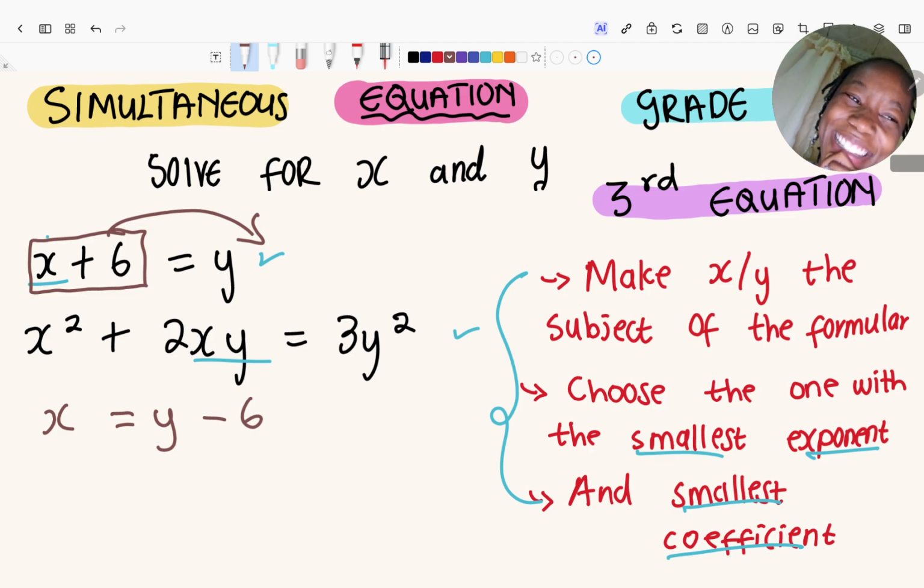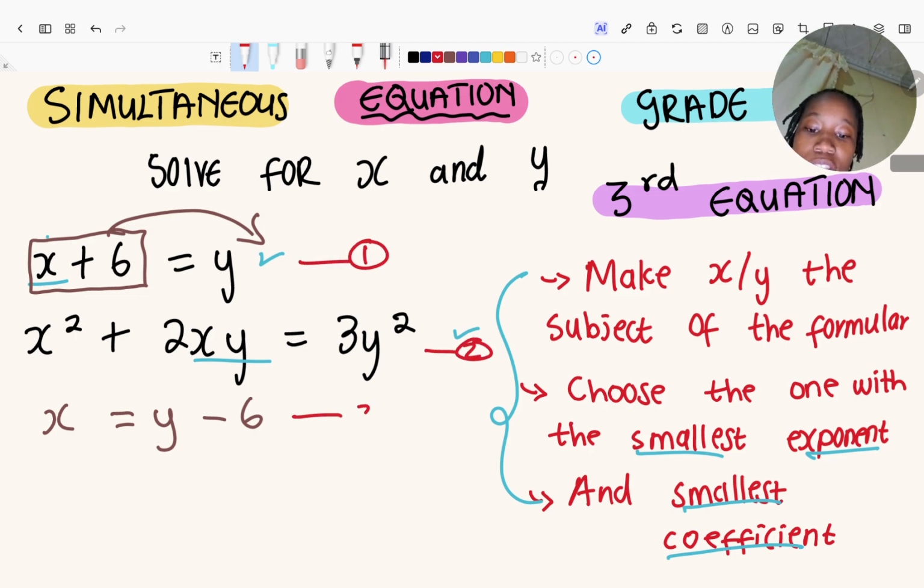You see how simple it is? Okay, so that is your third equation. Let's just name our equations. This is equation number 1, and that is equation number 2. So we have finally found the third equation. This is our third equation.